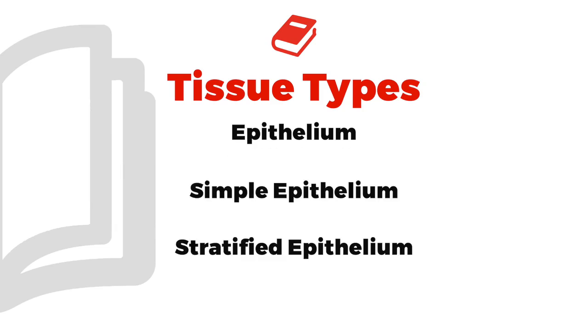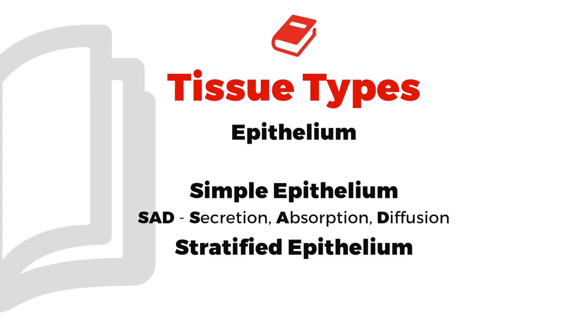All right, guys, now let's look at a pretty simple page, which is epithelium. So there's simple and stratified epithelium. When you think of simple epithelium, we have a mnemonic there called SAD, S-A-D. That's the function. So you got secretion, absorption, diffusion. I know you can read that on your page.